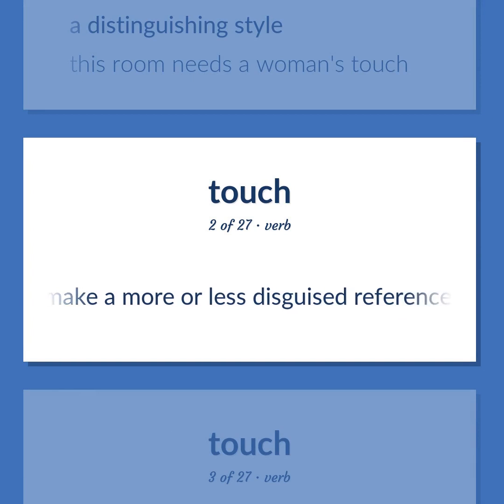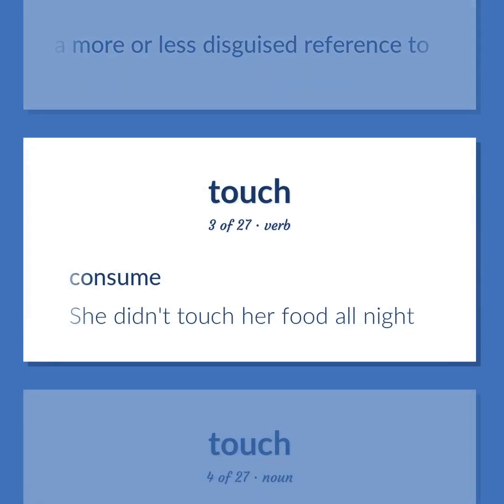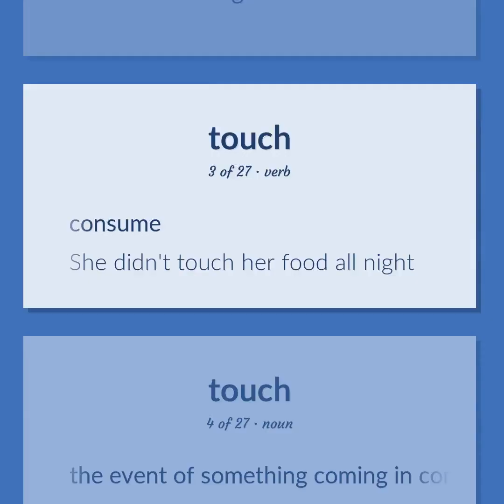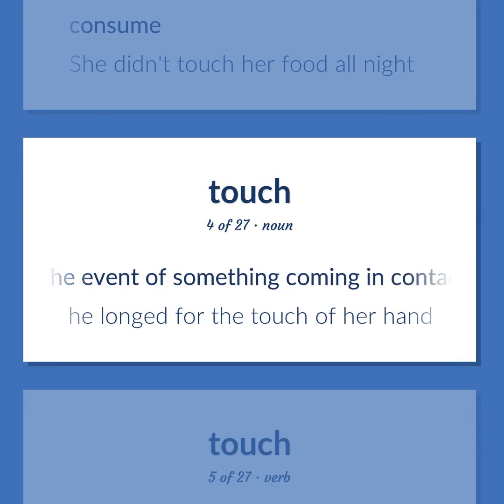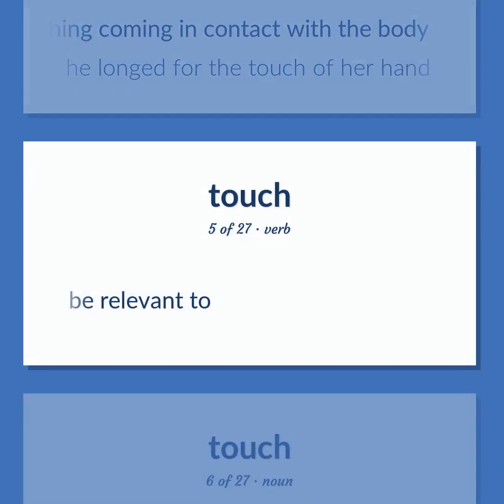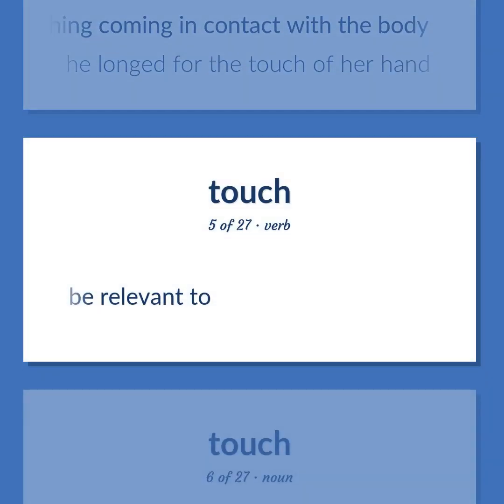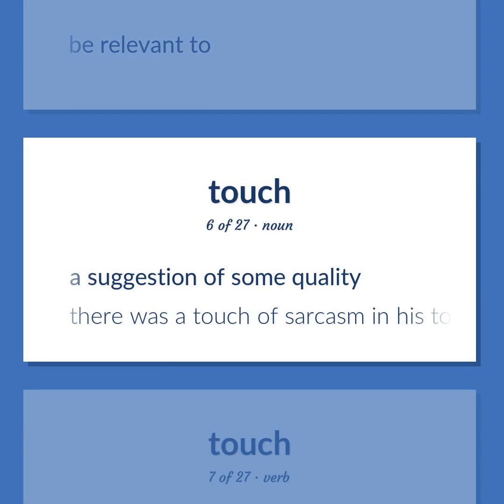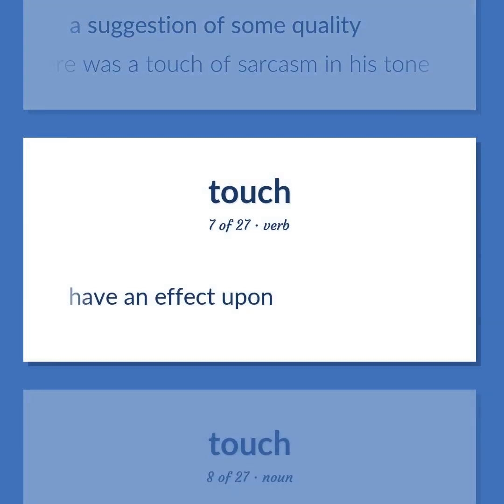Make a more or less disguised reference to. Consume. She didn't touch her food all night. The event of something coming in contact with the body. He longed for the touch of her hand. Be relevant to. A suggestion of some quality. There was a touch of sarcasm in his tone. Have an effect upon.